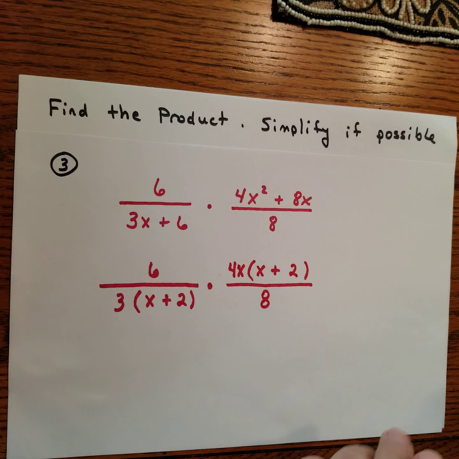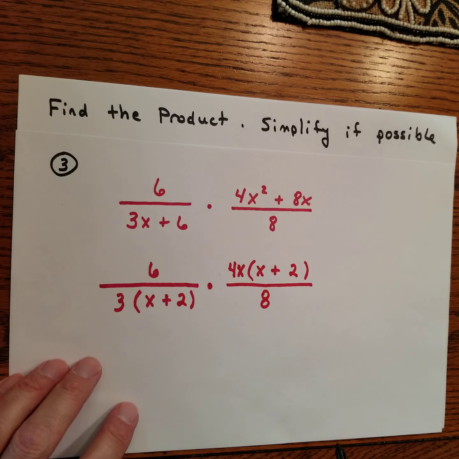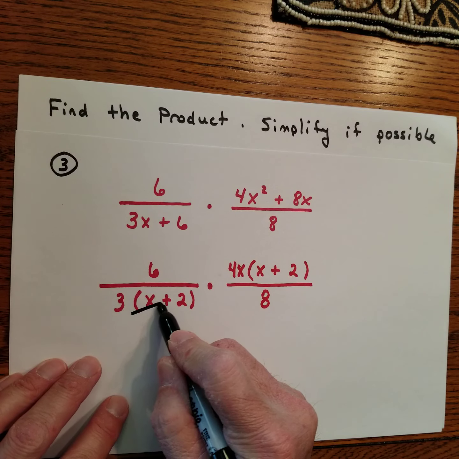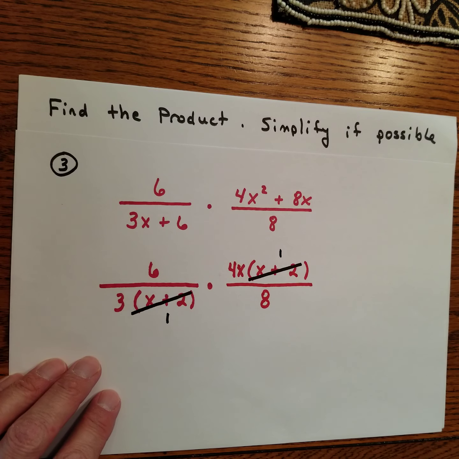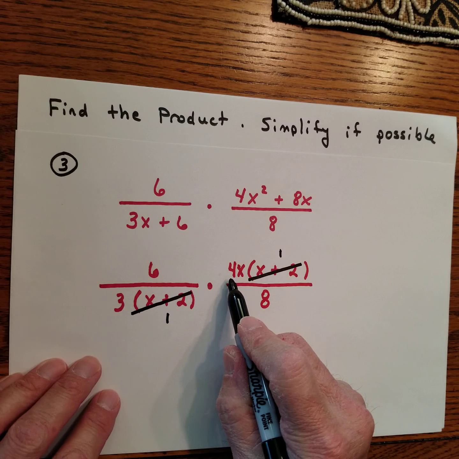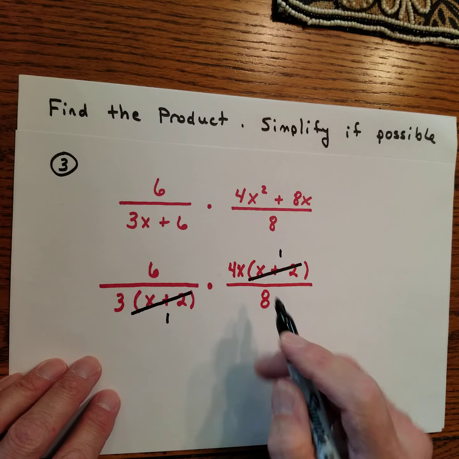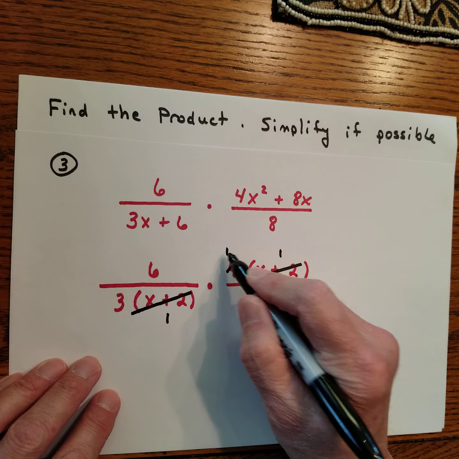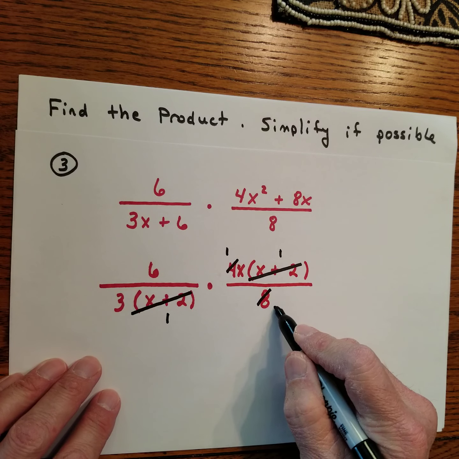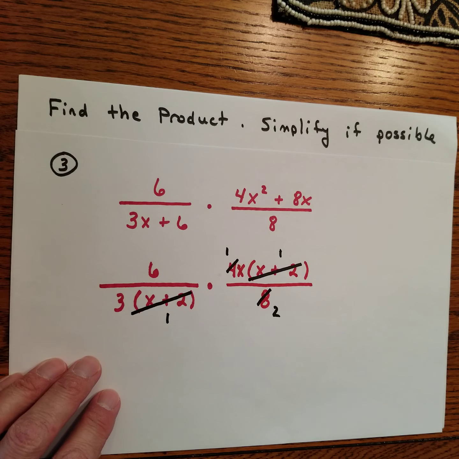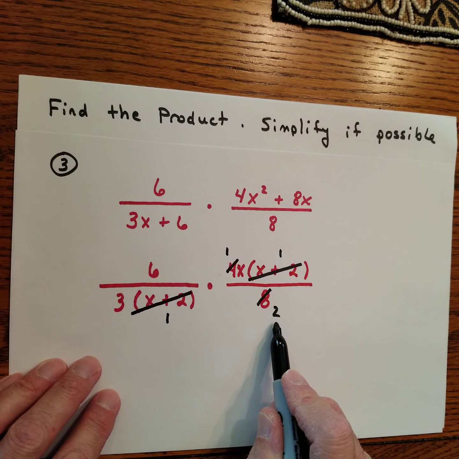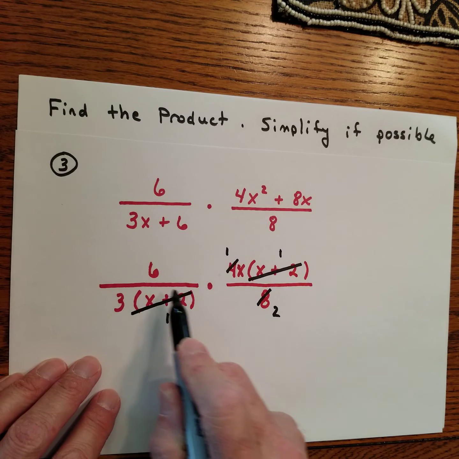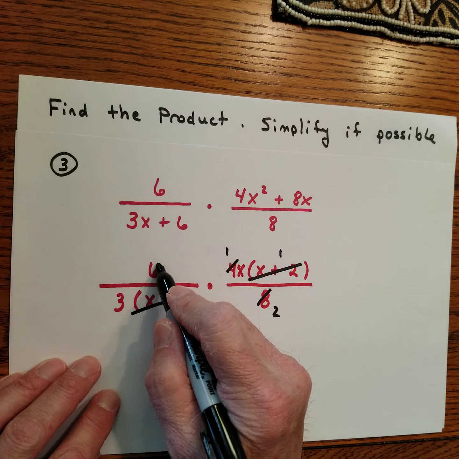All right, now look for factors in the tops and bottoms that can reduce. I see an x plus 2 in the bottom. Can cancel x plus 2 in the top. There's a 4 and an 8. I could divide by 4 and divide by 4. If I'm really wide awake, I can notice a 6 and a 2. Any top with any bottom. Let's divide by 2 and divide by 2.